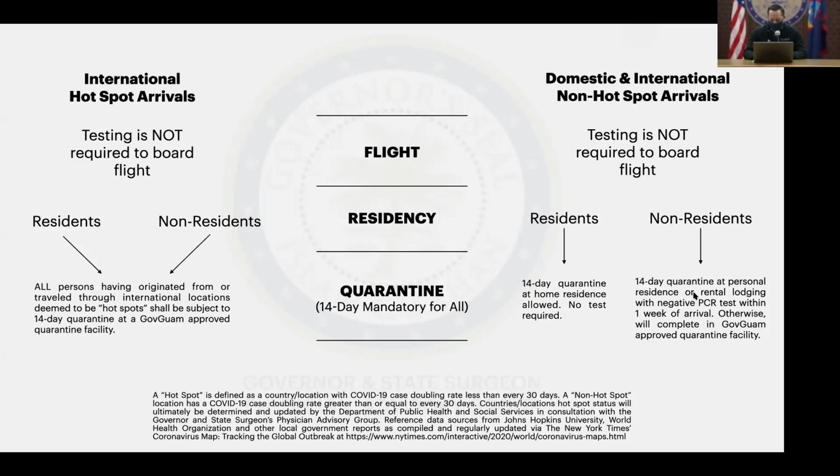Now this is meant to be a screen, in the sense that you want to ensure that this person is taking the due diligence to at least get this test done before traveling, and that will, in all likelihood, reduce the risk. It doesn't do it 100%, but at least it reduces the risk of allowing them to quarantine more so in the general community area as home or rental lodging, as opposed to what will otherwise be completed in the government of Guam approved quarantine facility.